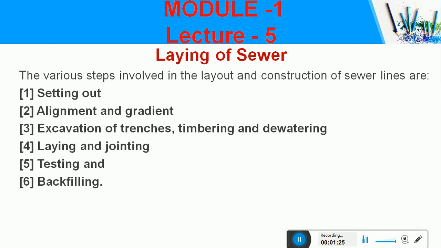Then alignment and gradient. This is very important for the setting up of the sewers, because we have to exactly set the required alignment and gradient to maintain the velocities, like self-cleansing and non-scouring velocities, which are to be maintained for proper functioning of the sewerage system.